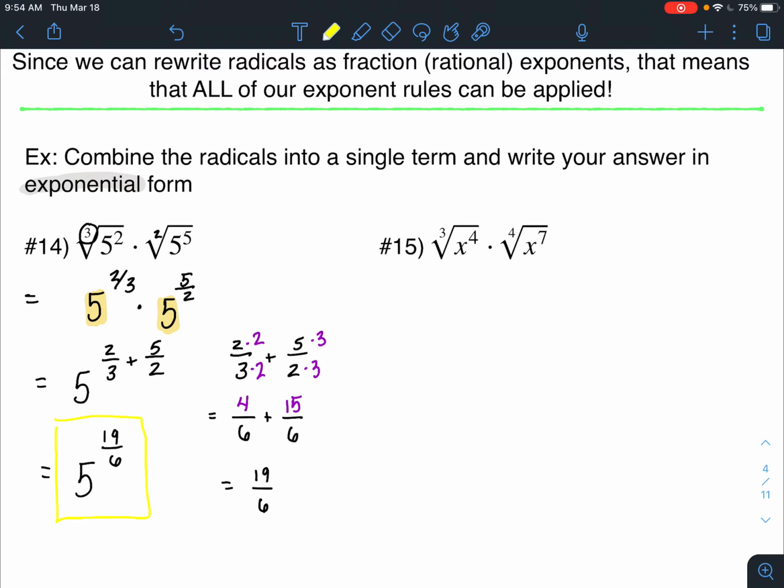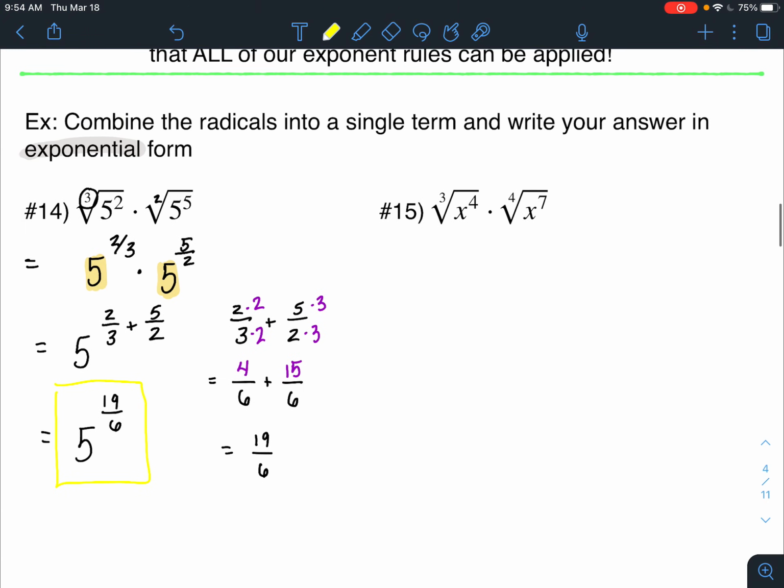So let's do another one. Same thing, it applies with variables as well. So we're first going to rewrite them as exponents. I have x to the 4th, but I have a cube root, so I'm going to divide that by 3. And then I have x to the 7th with a 4th root, so I'm going to divide that by 4. Again, I'm multiplying, so I'm going to add my exponents.